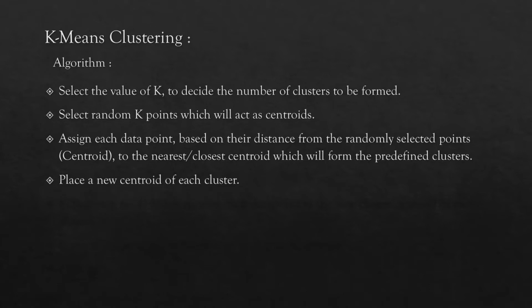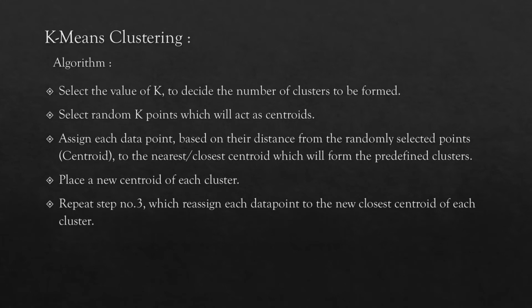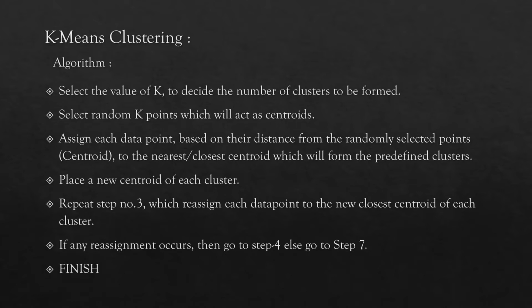Place a new centroid of each cluster. This new centroid is not randomly selected, but after calculating the average of the data points, we assign the new centroid of each cluster. In the next step, we have to repeat this step until the new closest centroid of each cluster is the same as the previous one. If any reassignment occurs, then go to step 4, else go to step 7, which is the finish. We have covered the algorithm.